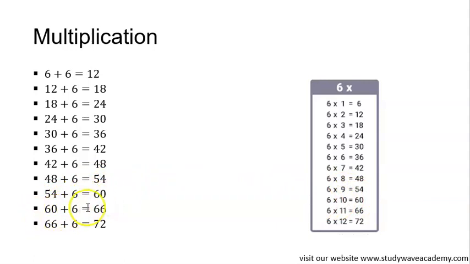When you add 6 to 60 is 66. When you add 6 to 66 is 72. When you add 6 to 72 is 78. Okay? That is 6 times 13 is 78. When you add 6 to 78, it will give you 84. That is 6 times 14 is 84. Do you understand?